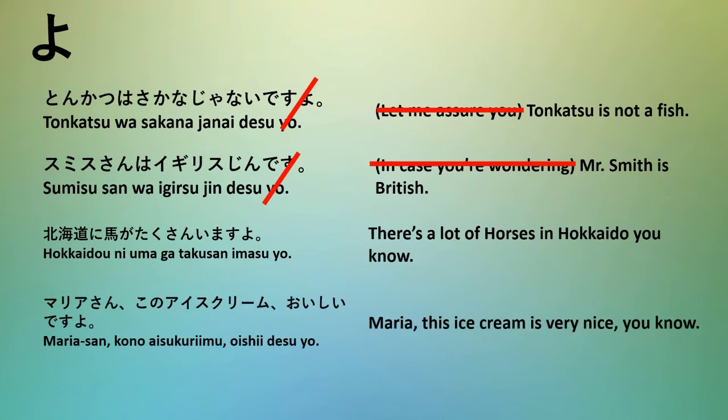Maria-san, kono ice cream oishii desu yo. Maria, this ice cream is very nice. Here you are asserting that the ice cream is delicious. You are asserting that fact. So we add yo if we want to assert something. Maria-san, kono ice cream oishii desu yo. Maria, this ice cream is very nice, you know.